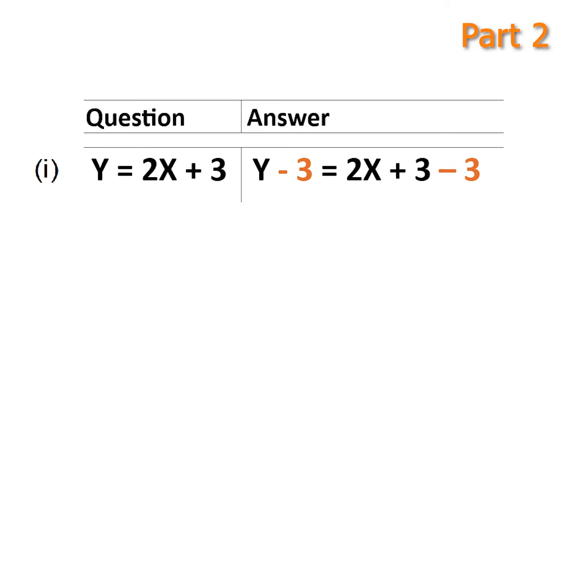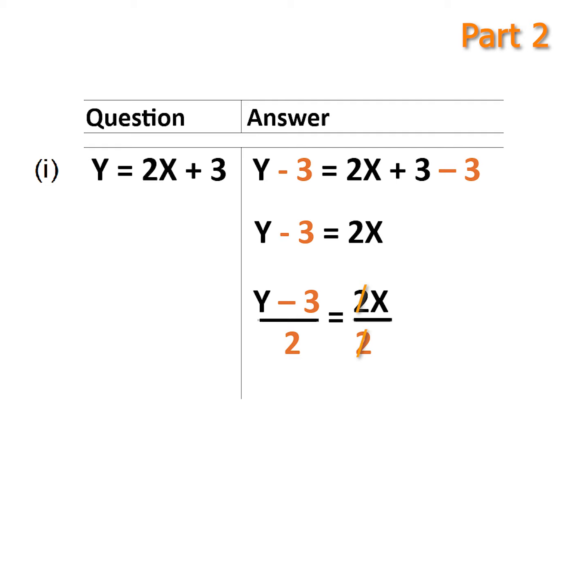In part 2, question 1, y equals 2x plus 3. To leave x on its own on one side of the equation, we need to remove the 3 and 2 from the side of x. We start by first removing the plus 3 using inverse BODMAS rules, leaving us with y minus 3 equals 2x. To finish off, we need to remove the 2 that x is multiplied by. To do this, we divide both sides of the equation by 2, leaving us with y minus 3, then divide by 2 equals x, or x equals y minus 3, then divide by 2.